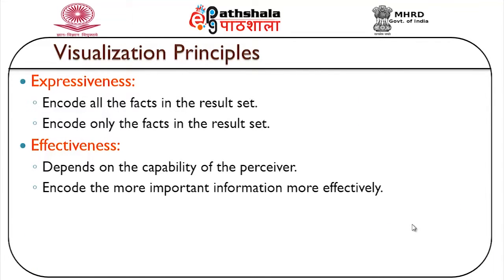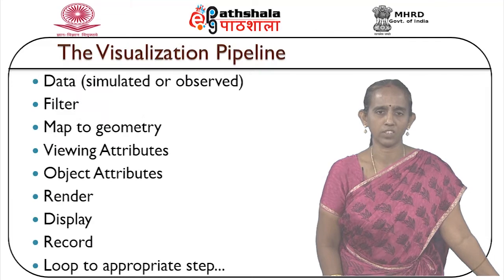If we look at the visualization principle, we can classify them into two types. One is expressiveness, the other one is effectiveness. Expressiveness in the sense it tells that you have to encode all the facts into the result sheet, and we are supposed to encode only the facts into the result sheet. Whereas effectiveness talks about it depends on the capability of the perceiver, and it encodes some more important information in a more effective manner. So, expressiveness and effectiveness both together, they form the interesting principles of visualization as such.